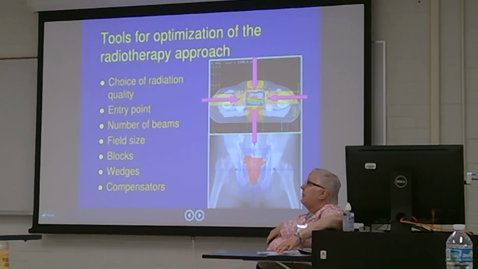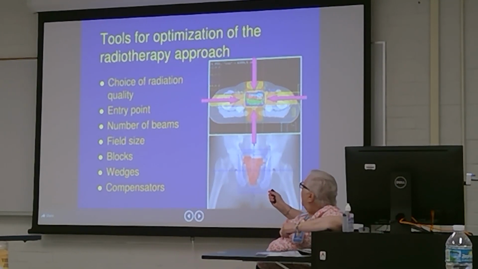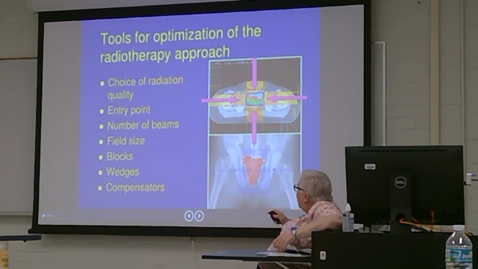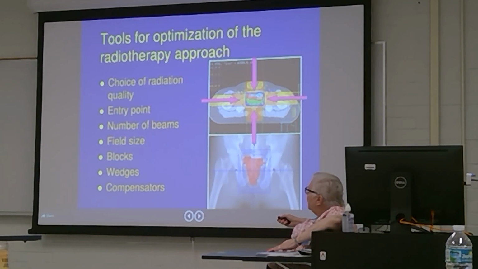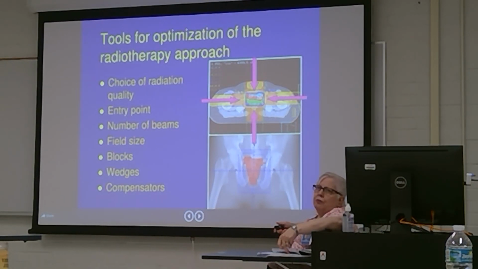Or a 10 by 10, or an 8 by 8, or whatever it happens to be. And then the MLC would shape them. But with what we're doing with IMRT and VMAT, you don't really use field sizes, do we? What do we position them to?